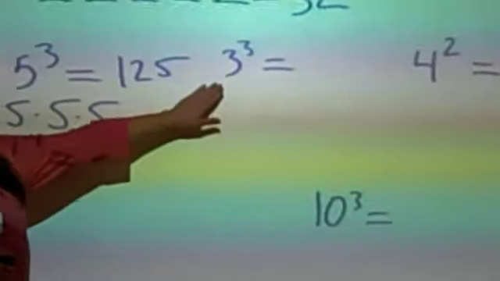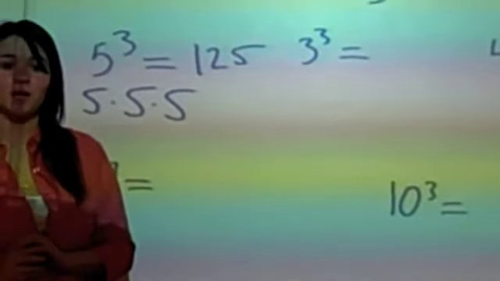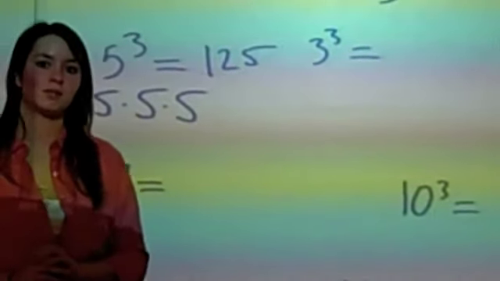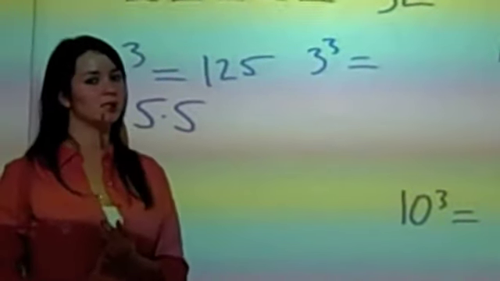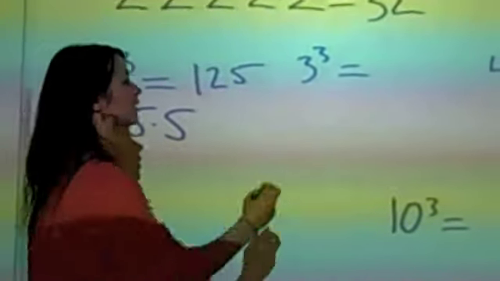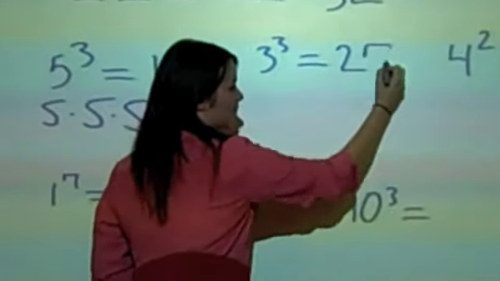Our next example is 3 to the 3rd power. We multiply 3 by itself 3 times. And most of you can probably figure this out pretty fast in your head. 3 times 3 is 9, and then times 3 again is 27.